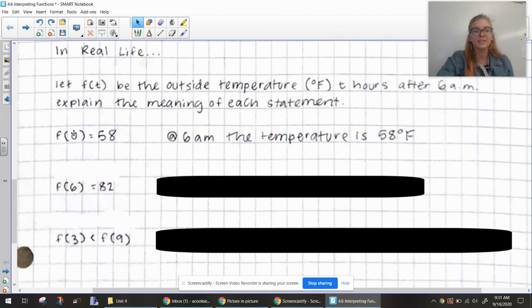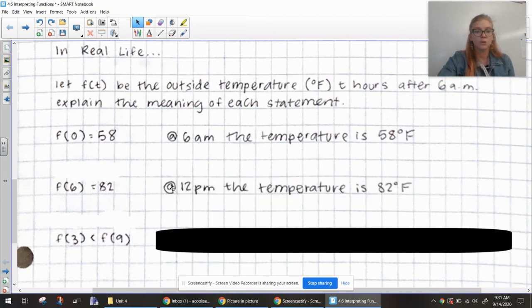A reminder, the reason that 0 means 6 a.m. is that t means hours after 6 a.m. So 0 hours after 6 a.m., it is 6 a.m. In our next example, we have f of 6 equals 82. Well, this would mean 6 hours after 6 a.m. or noon, it's 82 degrees. So at 12 p.m. or noon, the temperature is 82 degrees.